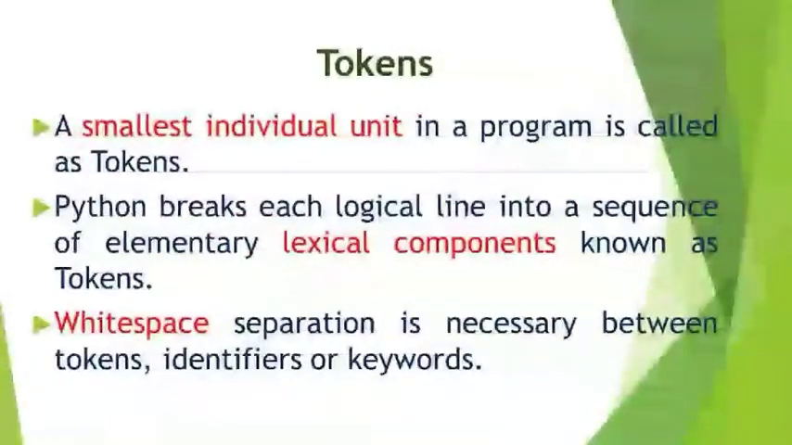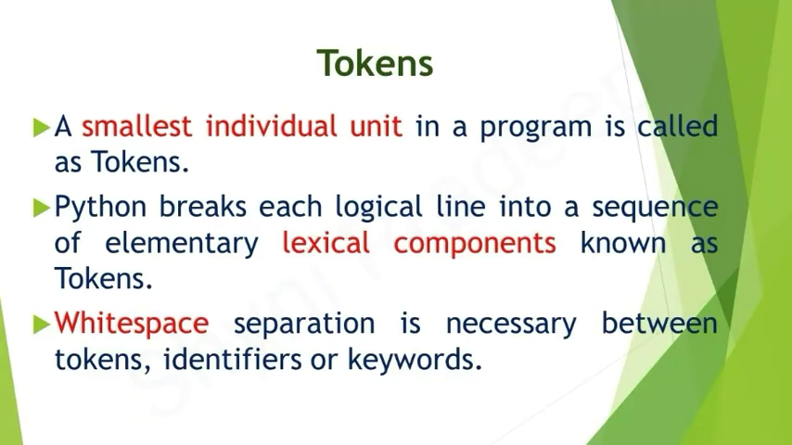The smallest individual unit in a program is called token. It is also called as lexical unit. What do you mean by lexical unit? Why this token is called as lexical unit? Python breaks each logical line into sequence of elementary lexical components. So it is called as lexical unit.